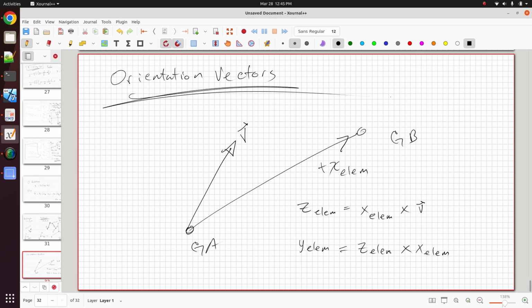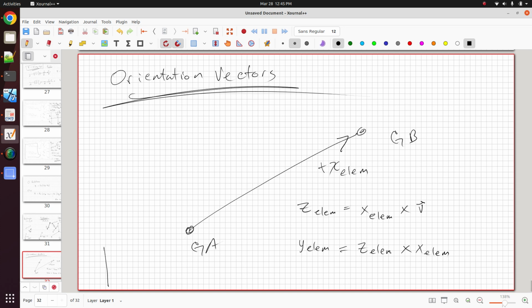So once you define GA, GB, you know what x element is, you know what this vector is. After this, you need to specify the orientation vector v here. Once you have these two pieces of information, you can use the cross product to determine what your z element axis is. So let's go ahead and do this.